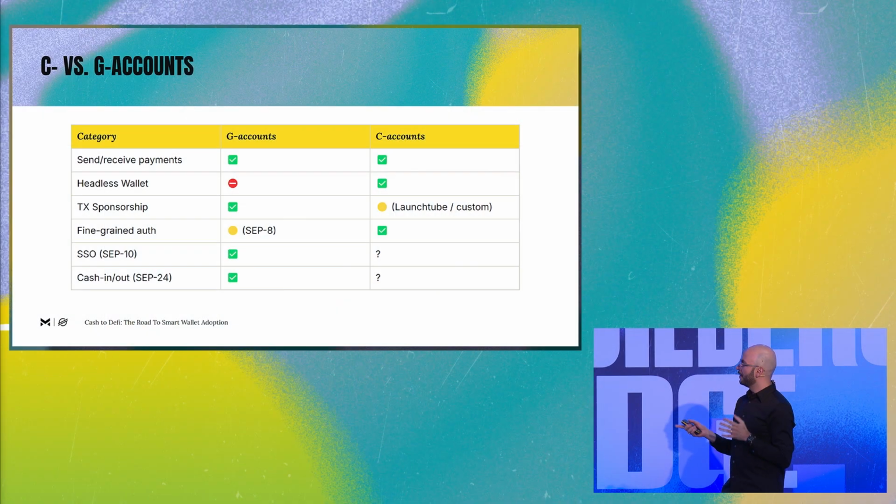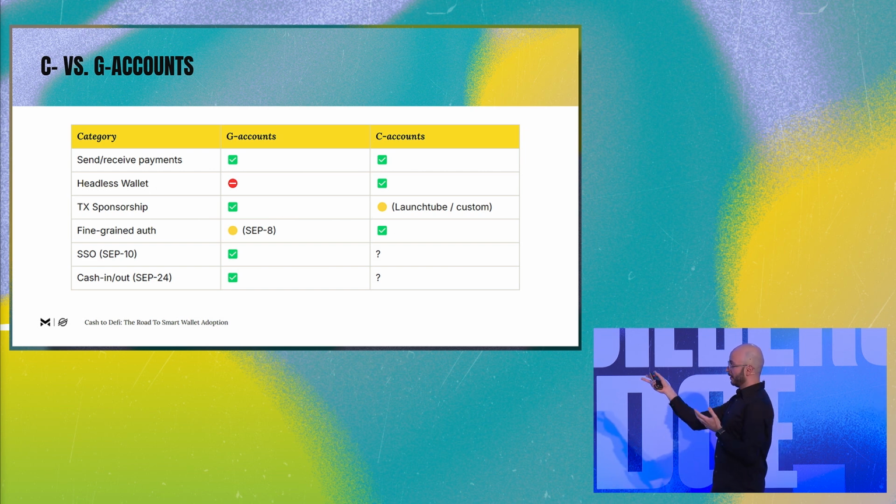Transaction sponsorship, we have a good story around G accounts. For C accounts, we have LaunchTube. That is kind of a first iteration of what we can do there. In any case, you're able to create your own sponsorship story. It's not very complicated.